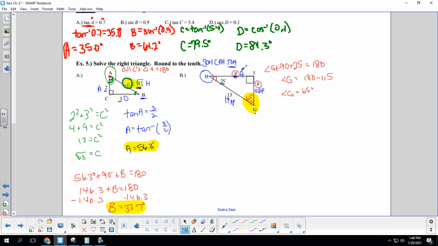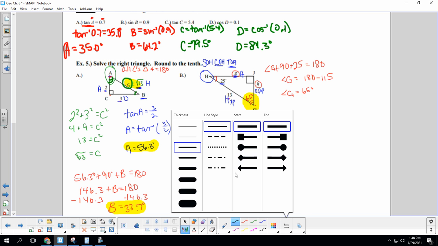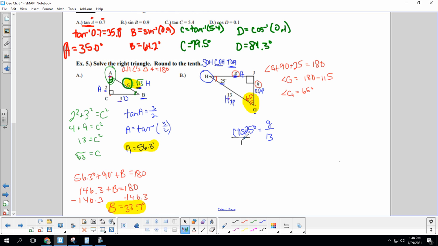Okay, so we're looking for G first. We have the hypotenuse and we want the adjacent side. The one that has adjacent and hypotenuse is cosine. So we're going to go cosine of 25 degrees equals adjacent over hypotenuse. And we're going to do a little magician work here. Put the cosine of 25 over 1, and we're going to cross multiply. 1 times G is G, and the other is 13 times cosine 25 degrees.